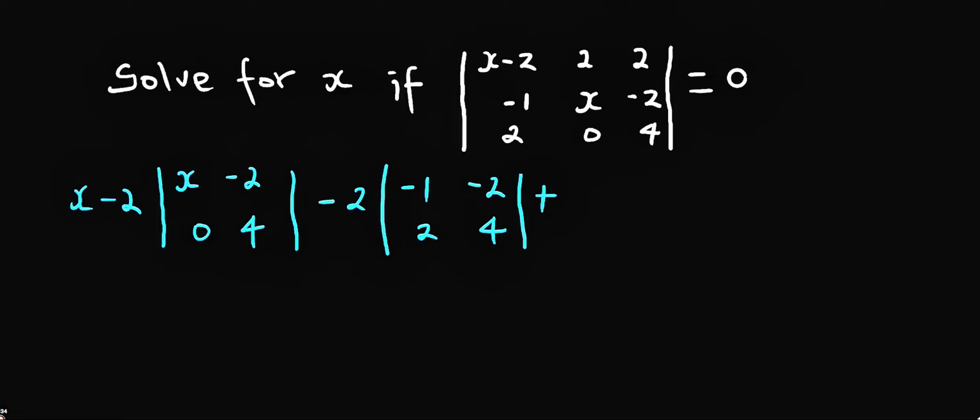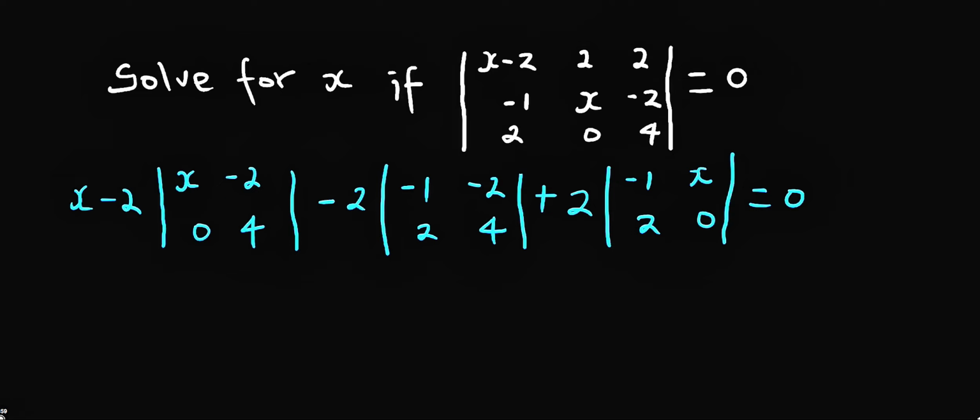Then we add the next one, which is 2, multiplied by the small matrix that is left when we cover the row and the column of that 2. So that is negative 1 and x, and then we have 2 and 0, and that is what equals 0.